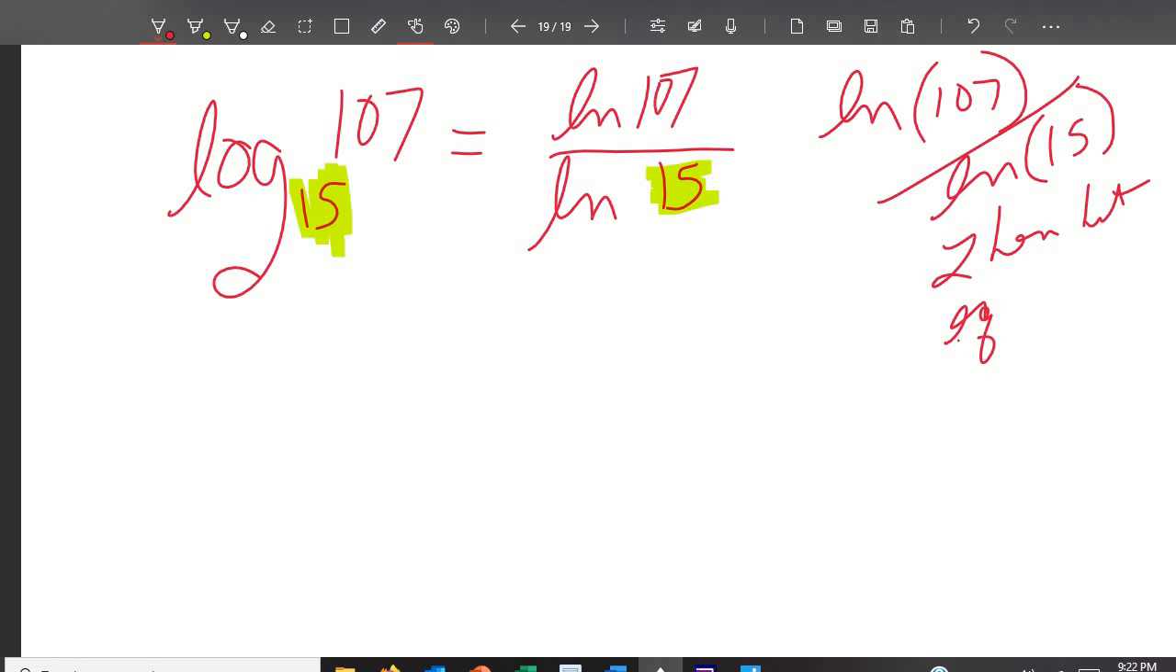If you've got the TI-30X2S, these are the steps. If you got the other one, I'm not sure. I'd have to look at that and see. I think you enter the 107 first, then hit natural log, then hit the division key, then hit 15 ln, and then hit the equal sign. I'll have to look at that and see.